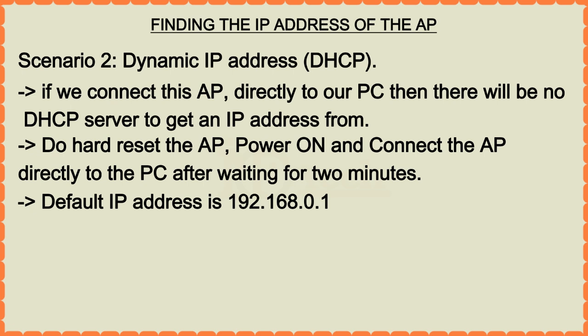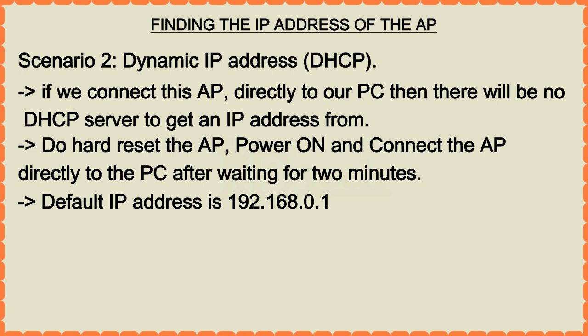192.168.0.1. It does not matter which firmware the access point has. It will always be assigned the default IP address of 192.168.0.1. If you don't know how to hard reset a RUCKUS access point, then watch my other video on the How to Hard Reset a RUCKUS AP topic. I will leave the link in the description.